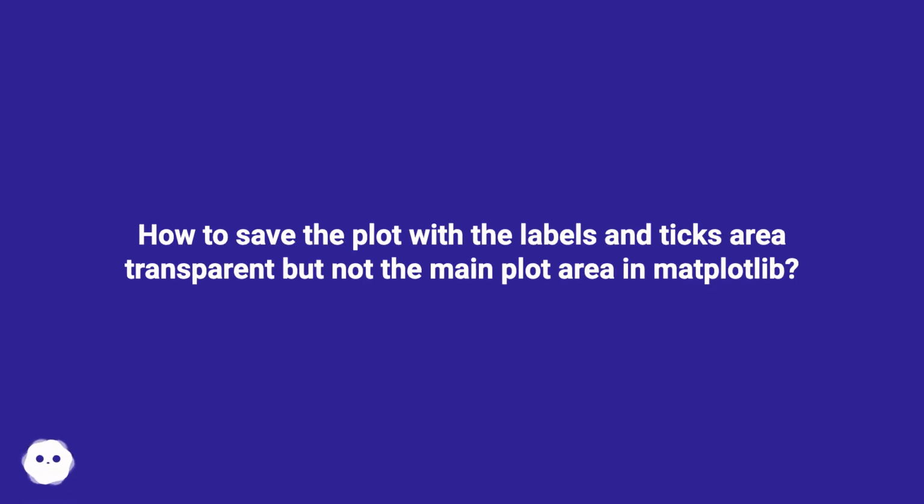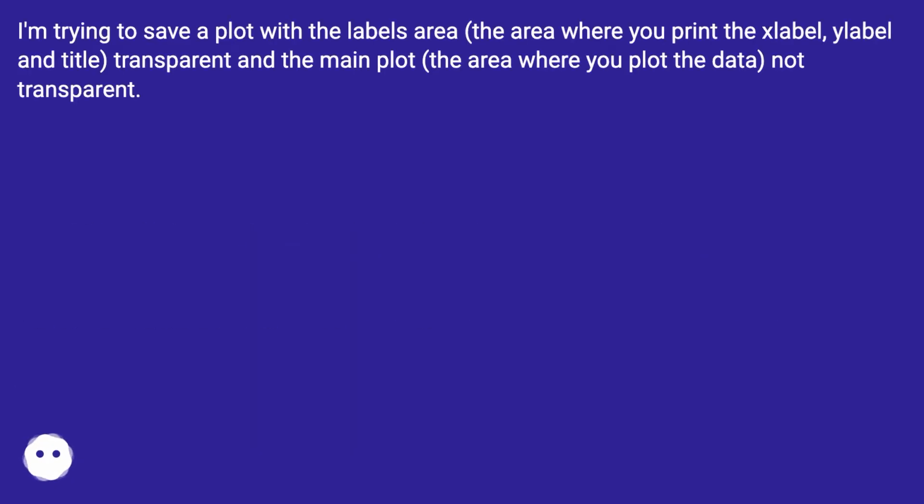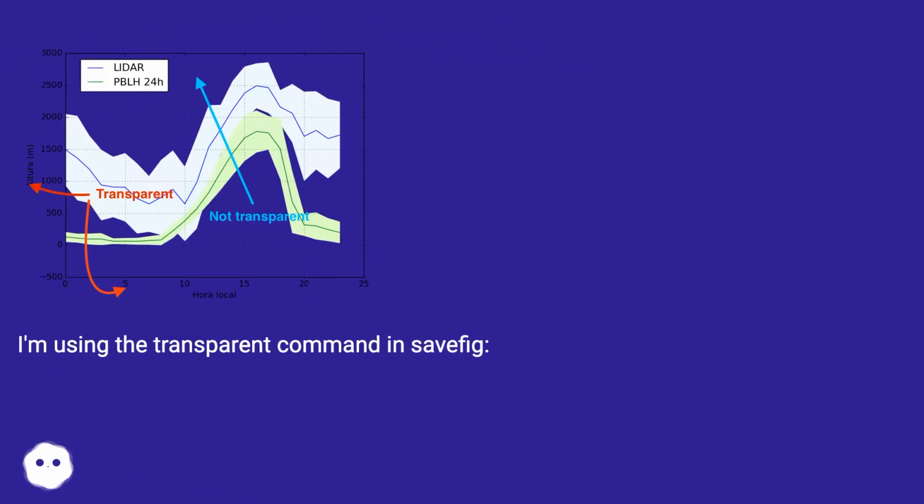How to save the plot with the labels and text area transparent but not the main plot area in Matplotlib. I'm trying to save a plot with the labels area, the area where you print the xlabel, ylabel, and title, transparent, and the main plot, the area where you plot the data, not transparent. I'm using the transparent command in savefig.